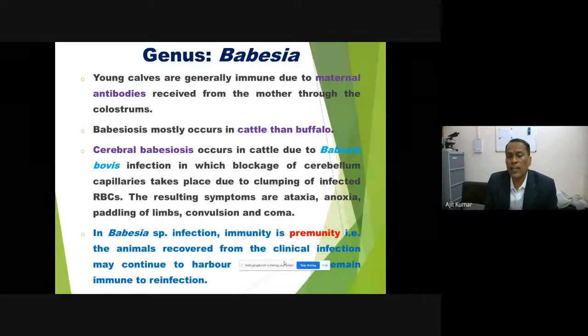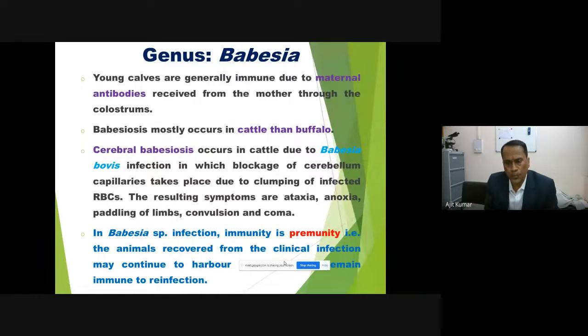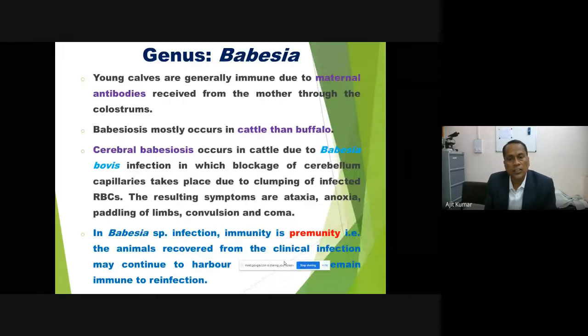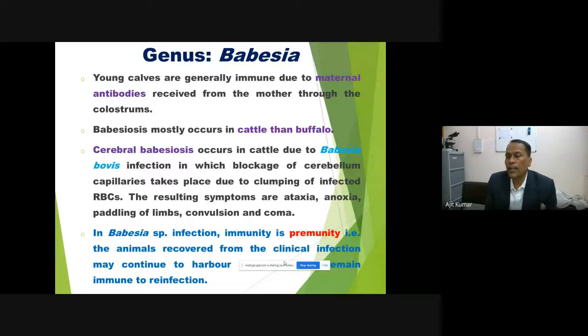The carrier animal has premunity, which prevents further infection up to a certain year. Like Theileria parva and Babesia, some premunity character is found once the animal gets the infection, which prevents further infection for a certain period. If premunity breaks down, then the animal is susceptible to further infection.